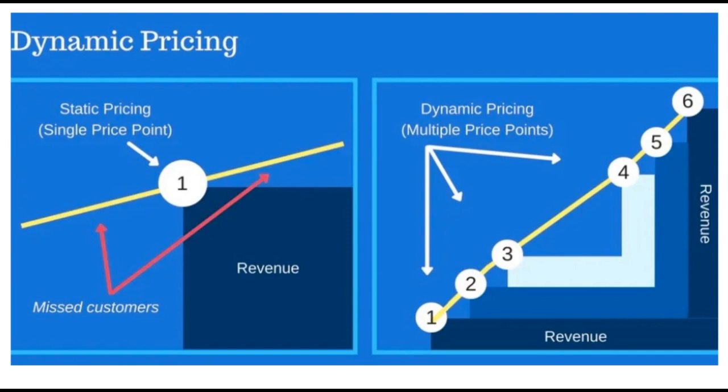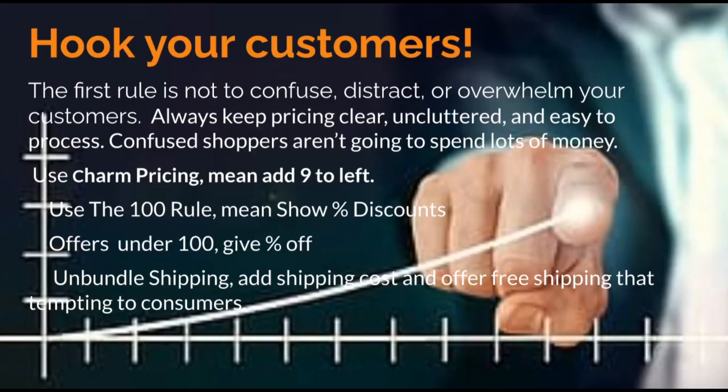Those are the three pricing models that you have to consider when you price your products, right? Cost plus margin, the other one, and dynamic pricing. The other element you have to consider is how to hook your customers. The first rule is not to confuse, distract, or overwhelm your customers. Always keep pricing clear, uncluttered, easy to understand, and always show the price. When you have confused shoppers, they aren't going to spend lots of money on your products, right? So make sure you hook your customers.